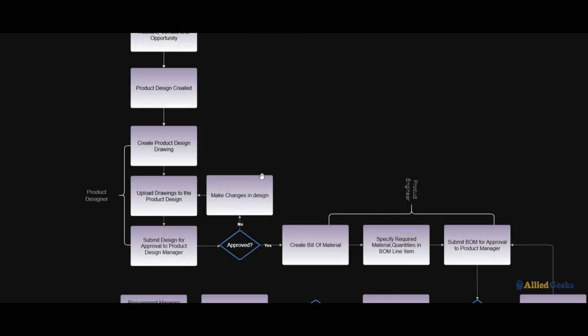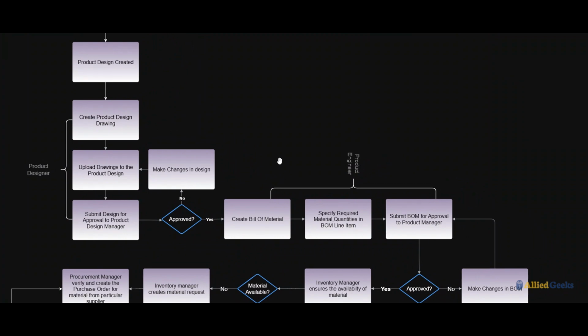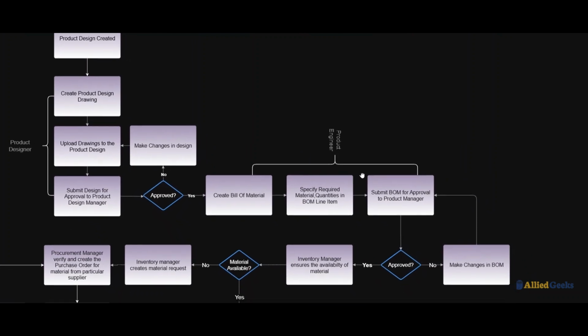Now that the product design has been approved, we move into the bill of materials phase. The product engineer receives the approved design and initiates the BOM creation process. The engineer identifies all the materials, sub-assemblies, and quantities required to manufacture the product.